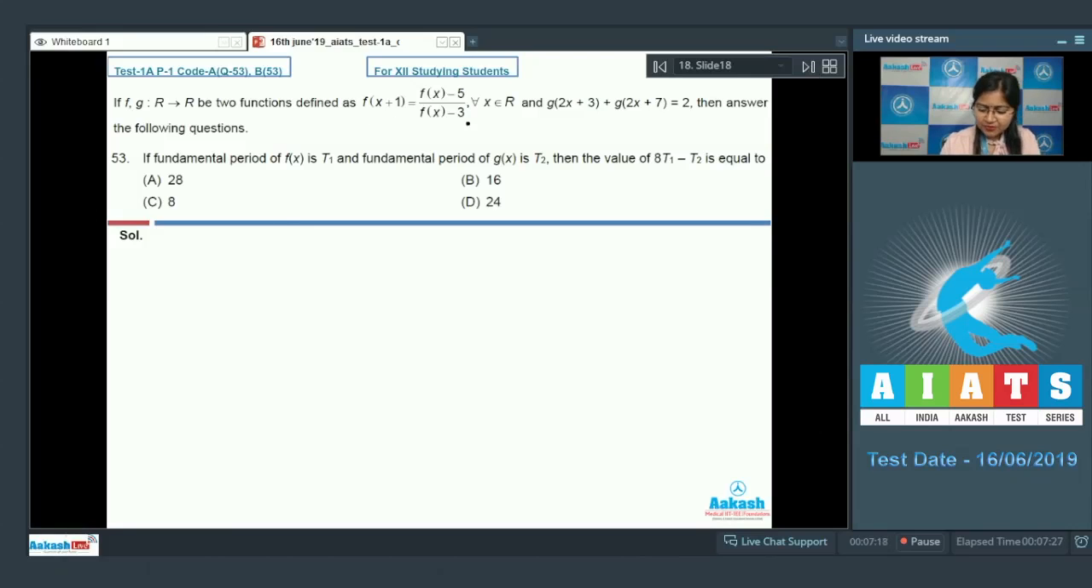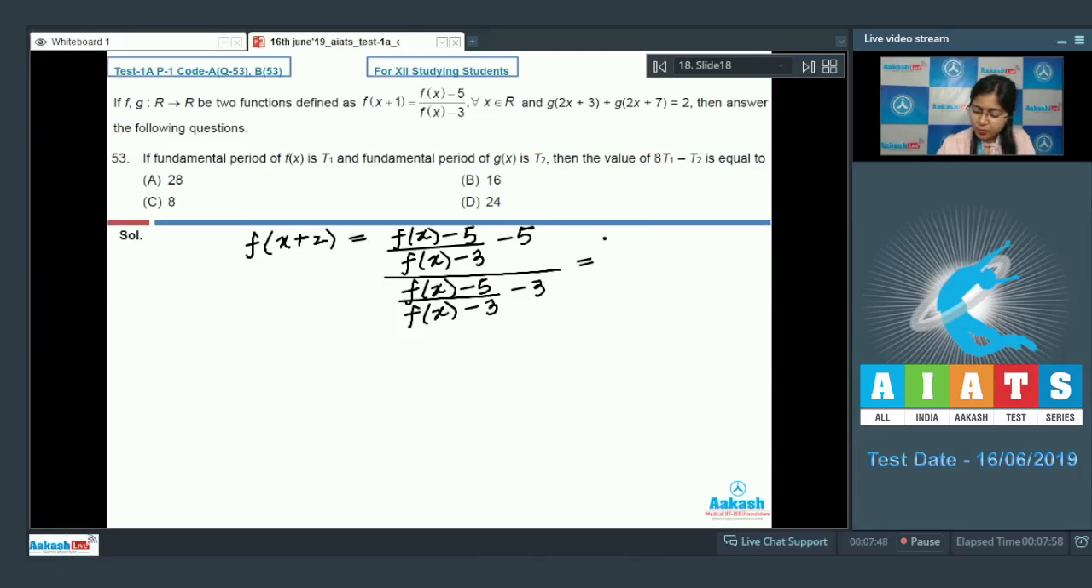Right. f(x+1) has been given to us. Let us replace x by x+1. So we will get f(x+2) = (f(x+1) - 5)/(f(x+1) - 3), which can again be written as ((f(x) - 5)/(f(x) - 3) - 5)/((f(x) - 5)/(f(x) - 3) - 3). Multiplying in the numerator and denominator by f(x) - 3, we get (-4f(x) + 15 - 5... that is +10) divided by (1 - 3, that is -2 times f(x) + 9 - 5, that is +4). So that will be equal to 2 times (f(x) - 5)/(f(x) - 2). So this is the value of f(x+2).